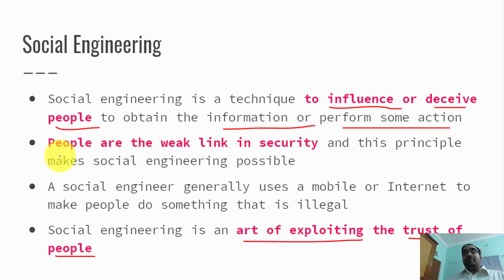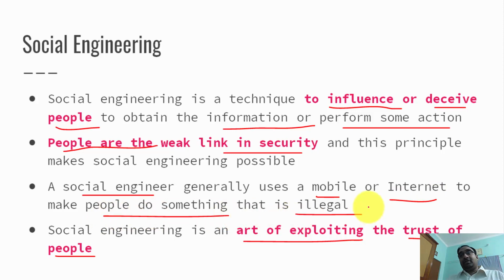Remember this, people are the weak link in security. The weakest link in security is people. No technology can protect against cyber attacks that target people. And you can see here a social engineer, that is the attacker or hacker, generally uses mobile or internet for making people do something that is illegal.